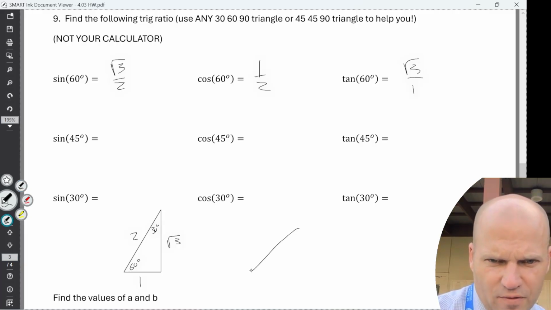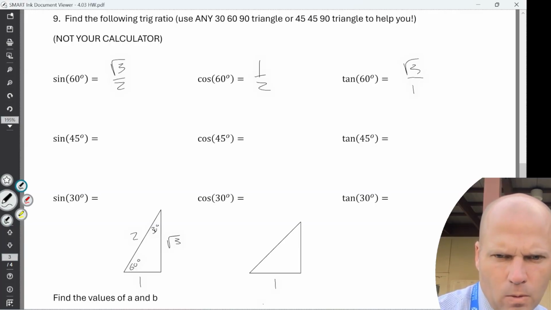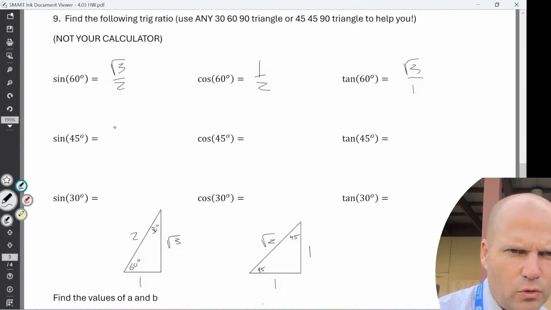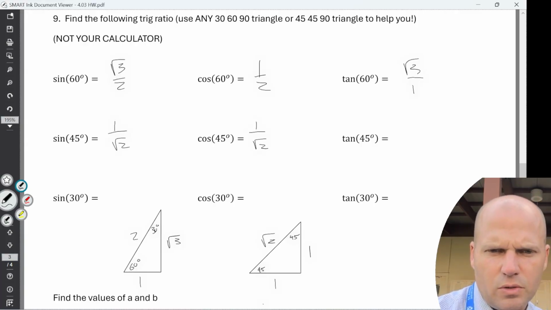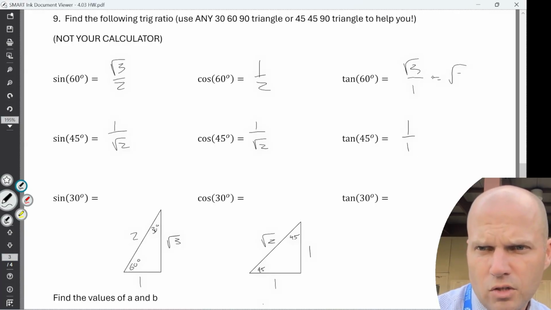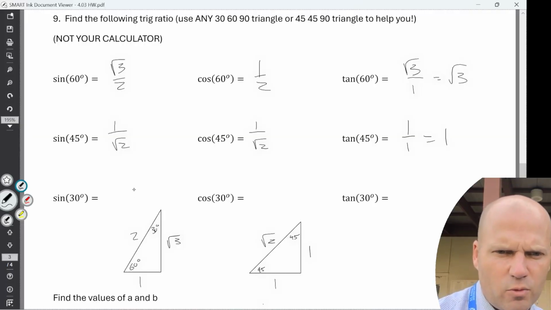Now for a 45-45-90 triangle, where we have 1, 1, root 2. Since it's 45, 45, it's an isosceles triangle. Great. The sine of 45 would be 1 over root 2. It doesn't matter which one you look at. The cosine of 45 would be 1 over root 2. The tangent of 45 would be 1 over 1, which is just 1. Just like root 3 over 1 is just root 3. 1 divided by 1 is 1.